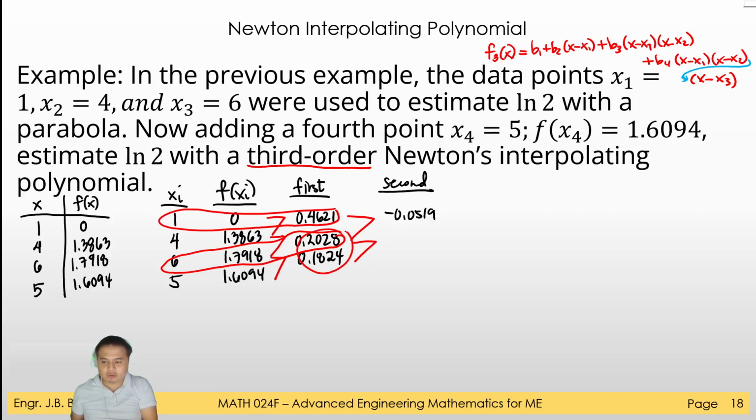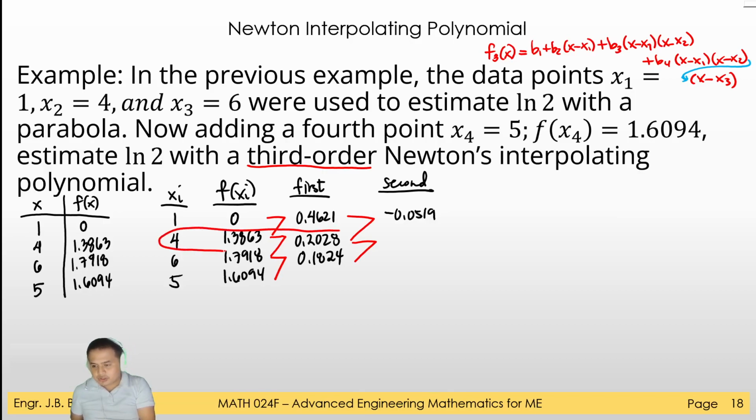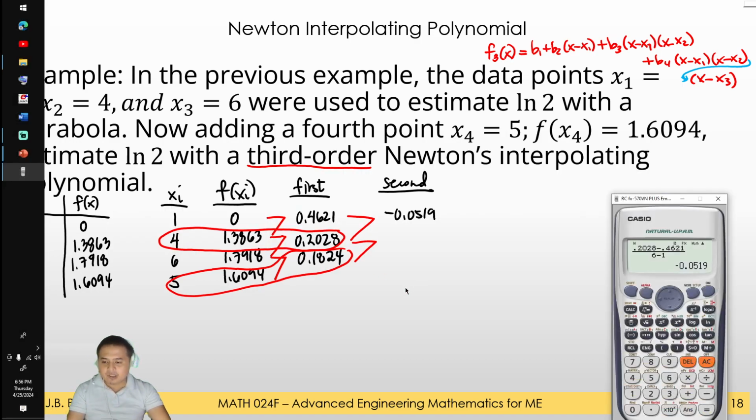And then do this again for this second combination here. I'll just fix this one again. We will start with this first row, and then it will cascade into this. So remember this pattern here. This will be just the difference of the first and the difference in x. So we have 0.1824 minus 0.2028, and then over 5 minus 1.